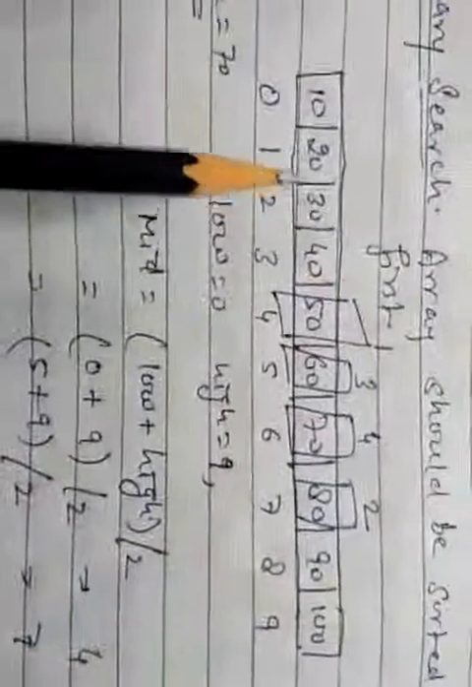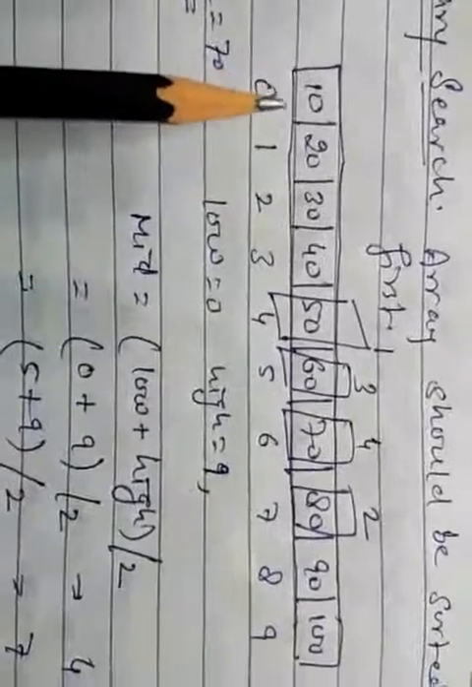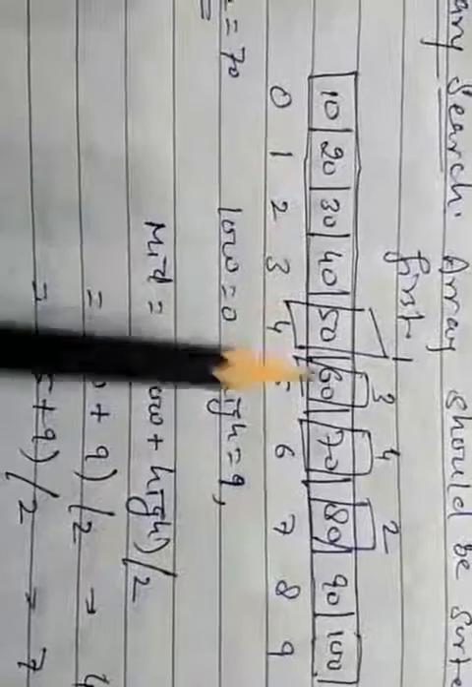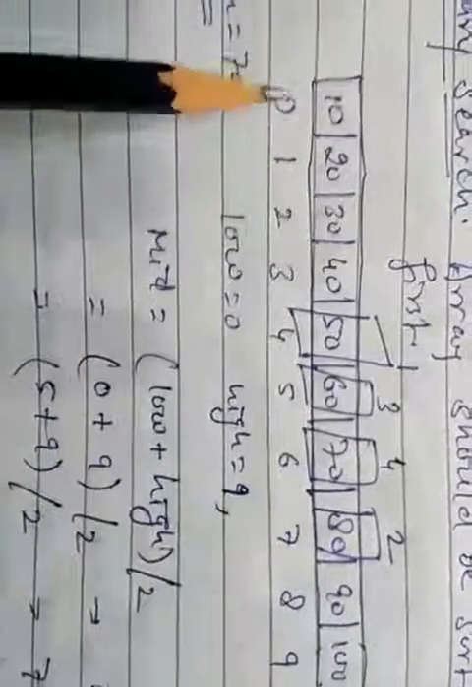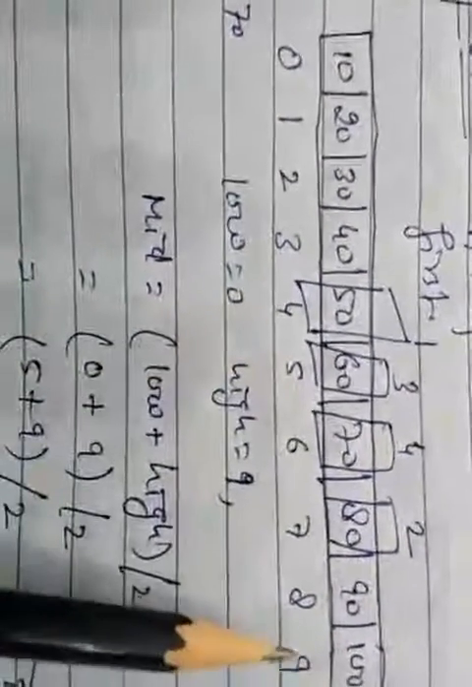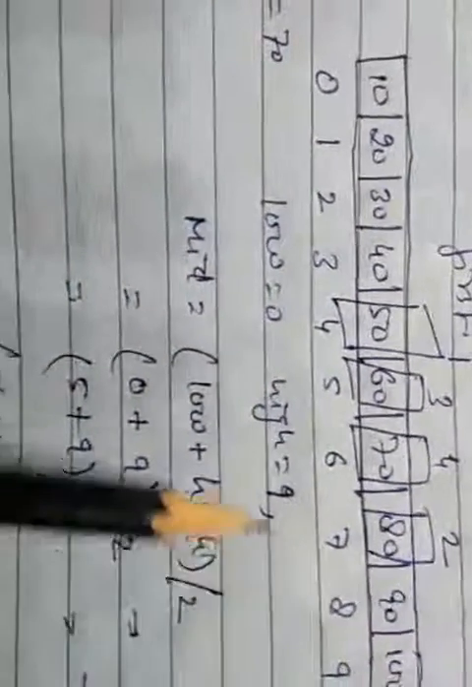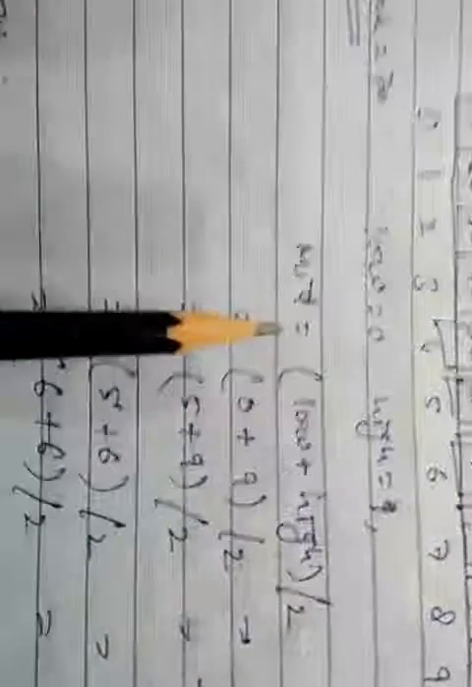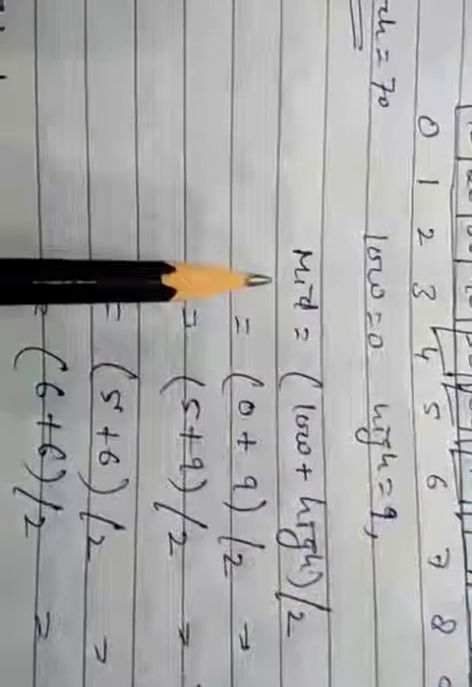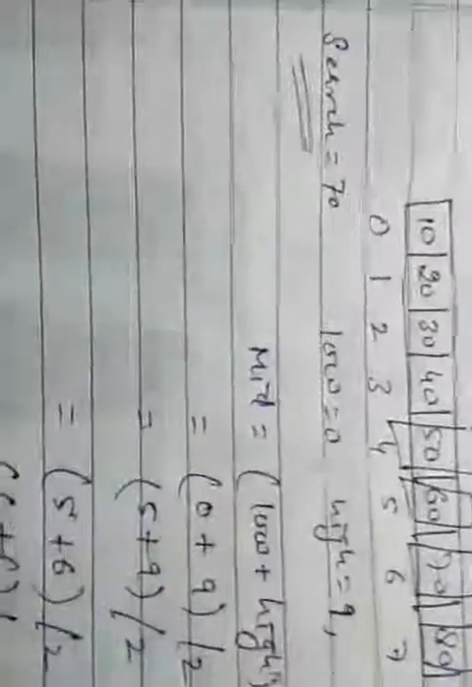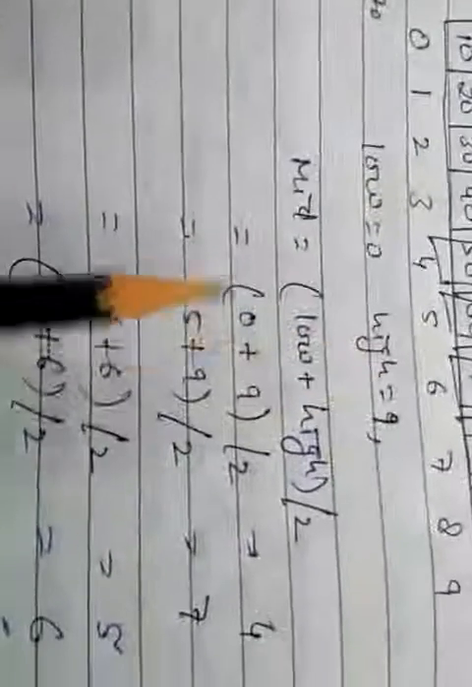So here we are taking one array, and the values in this array are from 10 to 100: 10, 20, 30, 40, 50, 60, 70, 80, 90 and 100. The size of this array is 10, so the low index value will be 0 and the high index value will be 9. There is a formula for calculating the middle element of the array in binary search. The formula is mid is equal to (low plus high) divided by 2, and suppose we want to find 70 in this array.